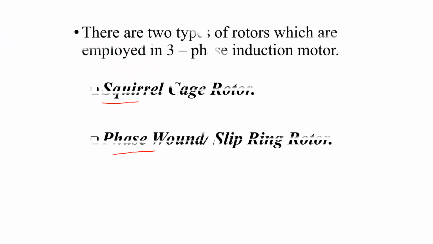In this part, we are going to discuss the types of induction motors and then the working principle of that induction motor. First thing, the rotor we have discussed in the previous class. Rotor is the rotating part of the induction motor, and based on the construction, the rotor is classified into two types. One is called squirrel cage. Another is called phase wound or slip ring induction motor.